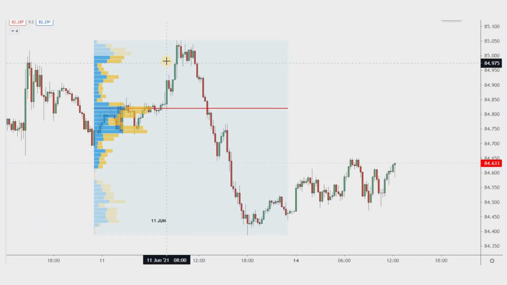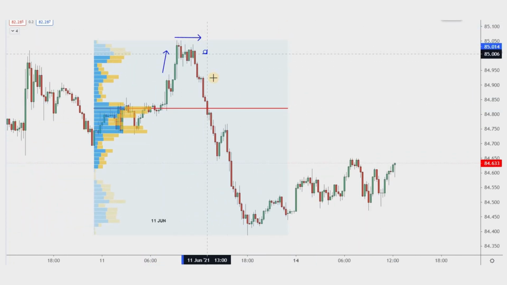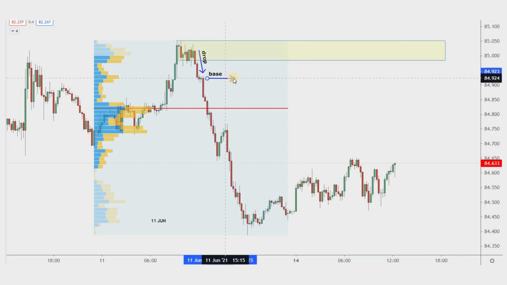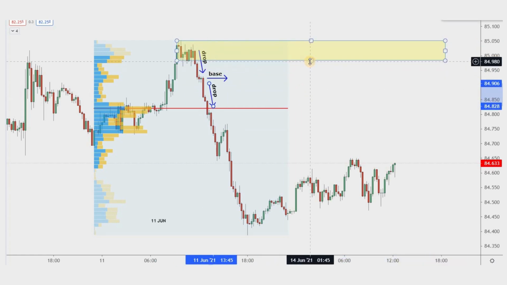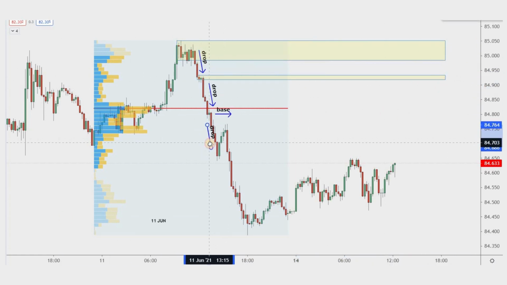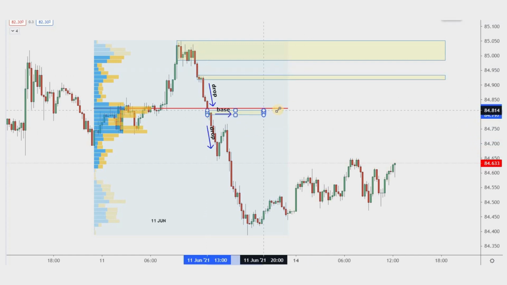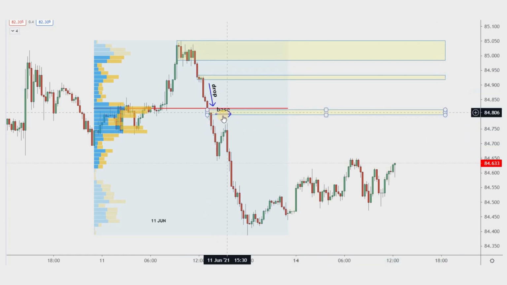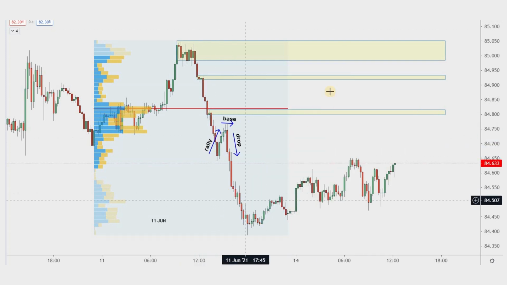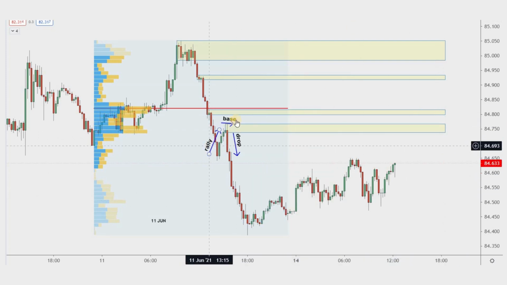Next step is to define the supply zones. We have a rally, base, drop supply zone on the top. Then to shift lower, a drop, base, drop supply zone. To continue with the same supply more lower. And the last supply, that is the same as the first one, a rally, base, drop supply zone.